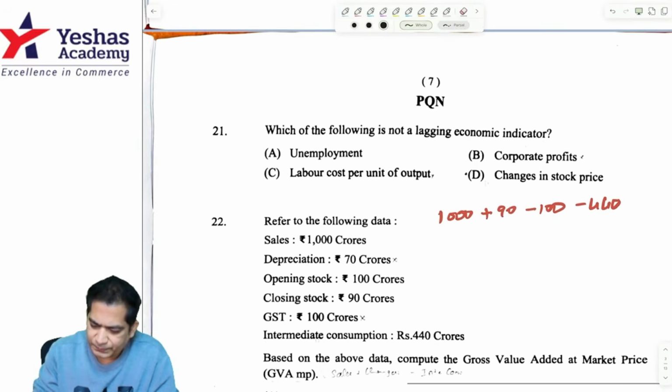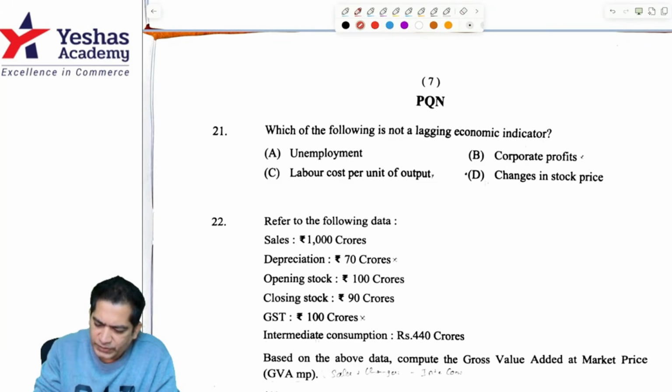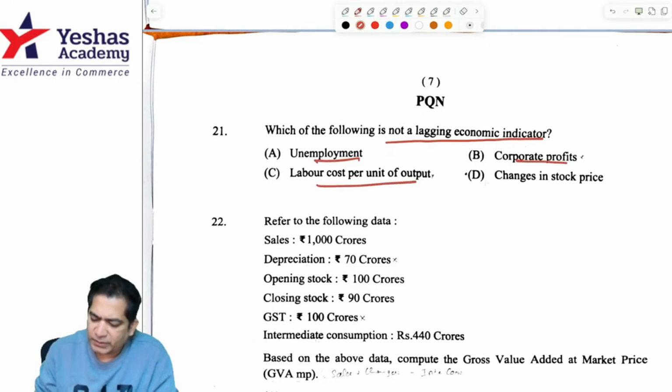Next. Which of the following is not a lagging economic indicator? Unemployment, corporate profit, labor cost per unit. Changes in stock prices will be your answer, it is not a lagging indicator.